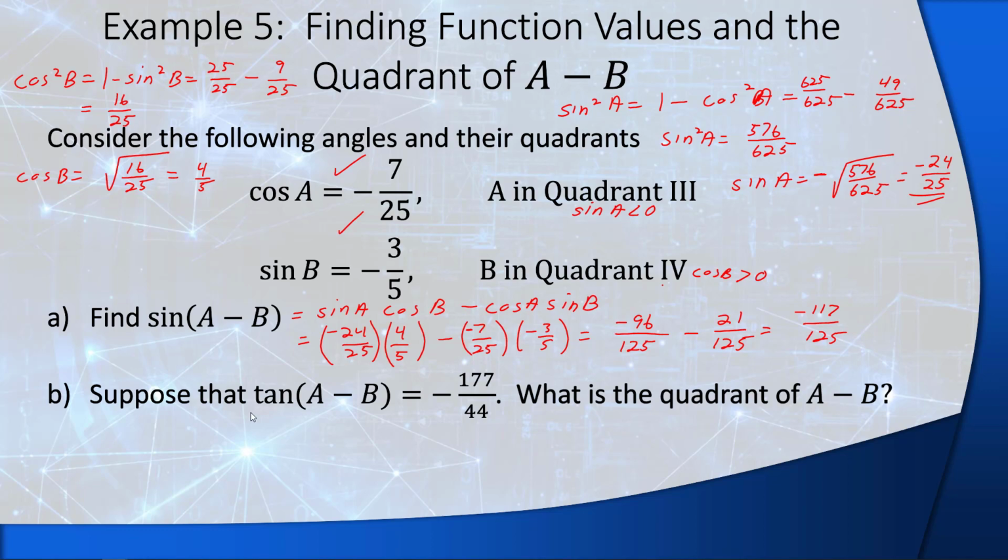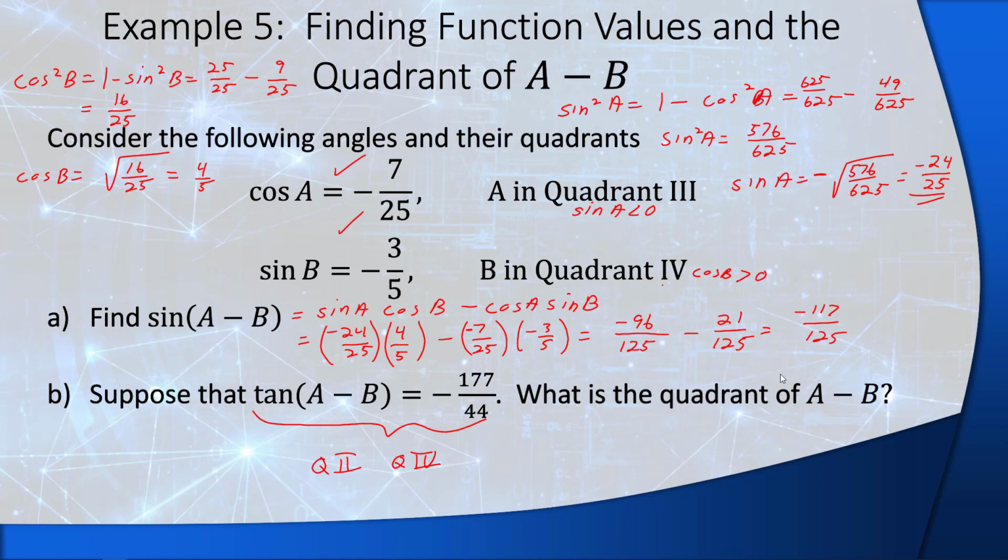All right, now suppose for the next part that the tangent of A minus B is negative 177 divided by 44. We want to know the quadrant of A minus B. Well, if the tangent of A minus B is this, that tells us that A minus B is going to either be in quadrant 2 or quadrant 4. Those are the only two quadrants we can have a negative tangent.